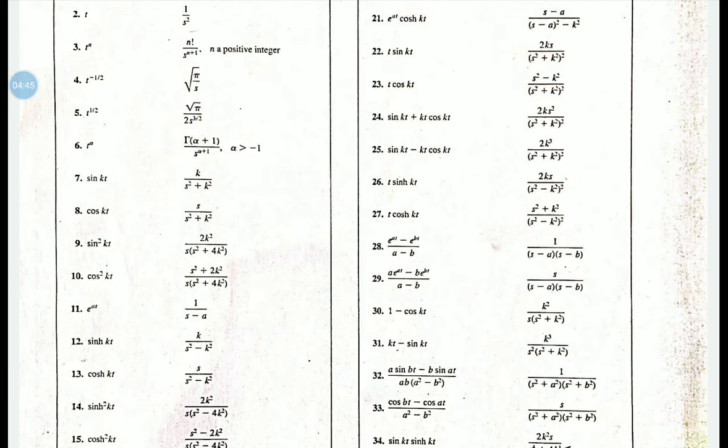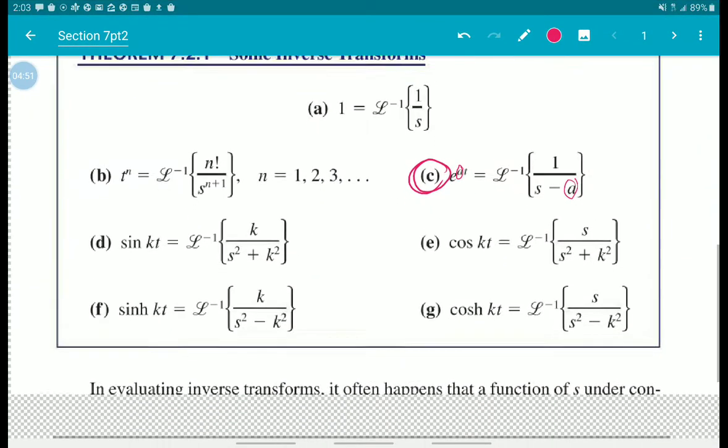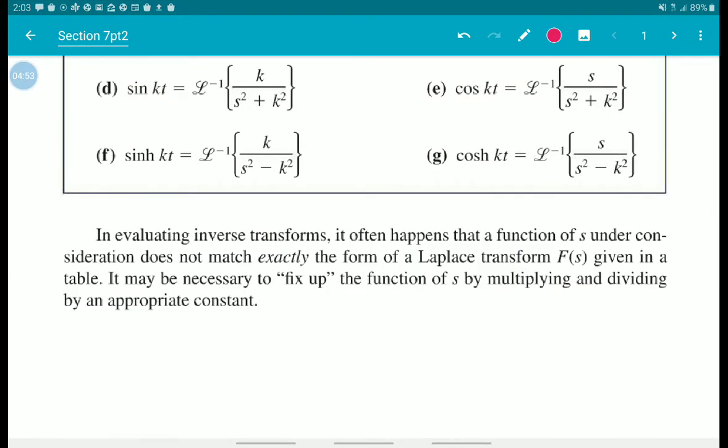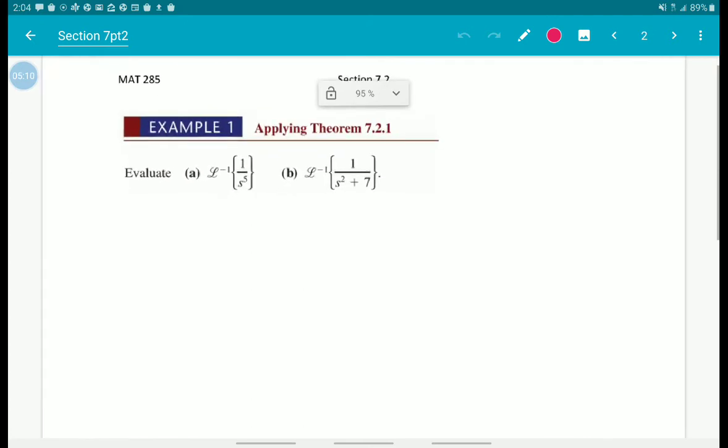So I want to play with this and look at a few examples. So keep in mind, like we said just a few minutes ago, we may have to tweak or fix up this function by doing some fancy math to help us do that. And we're going to see that in just a few examples. So let's look at these.